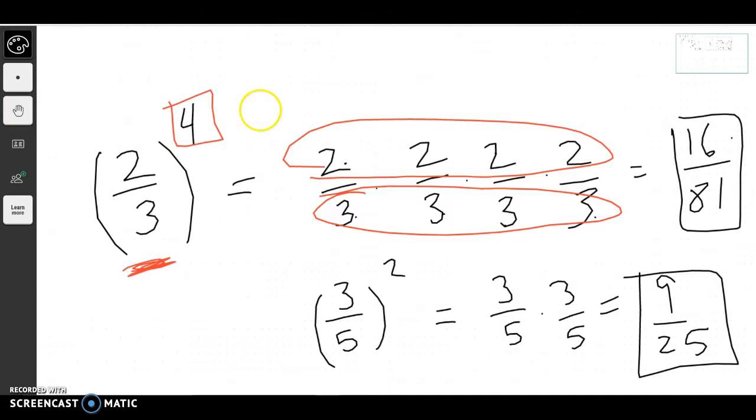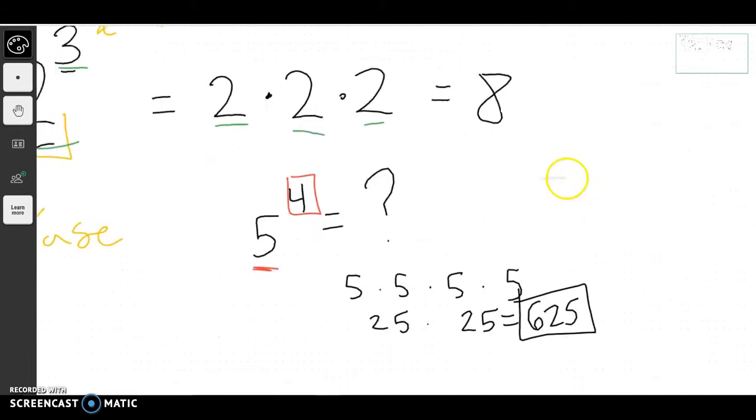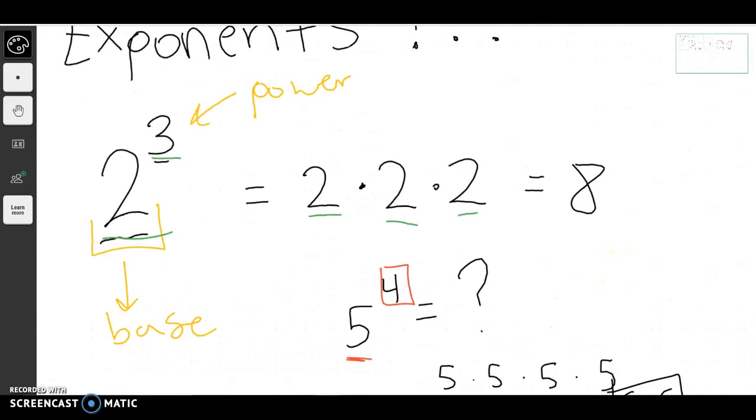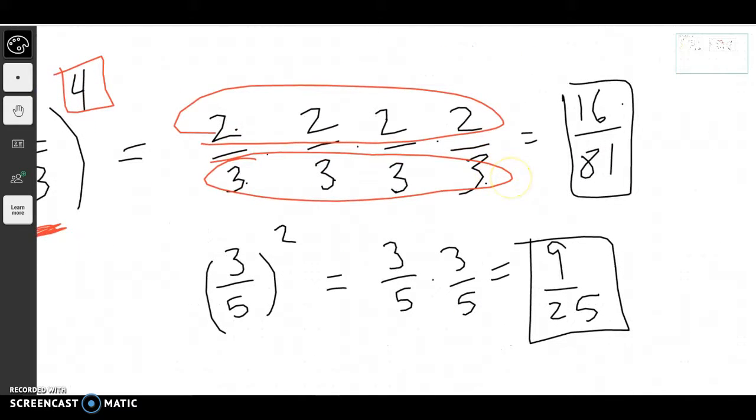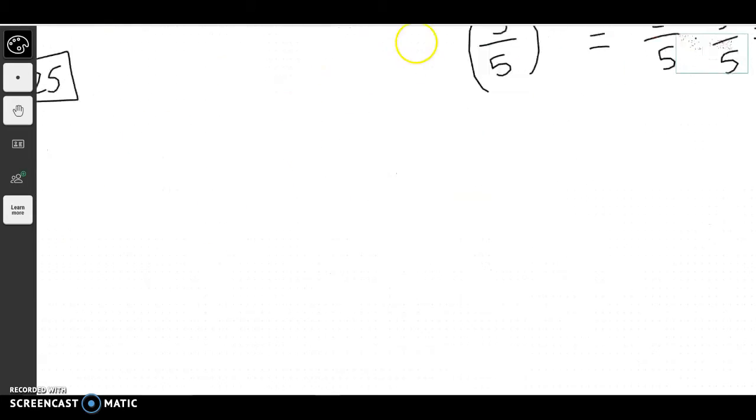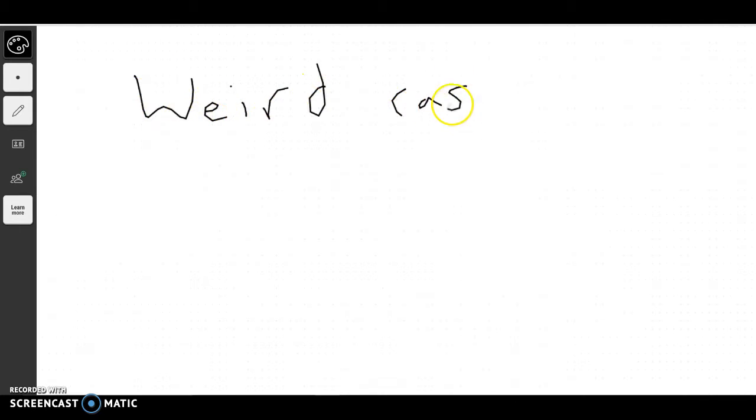Okay, so now we've figured out what an exponent is. We've figured out how to work with exponents when we've been given some fractions. The next thing that we have to do is do the weird cases. So these are called the weird cases of exponents. Here's the first weird case that comes up quite a bit.